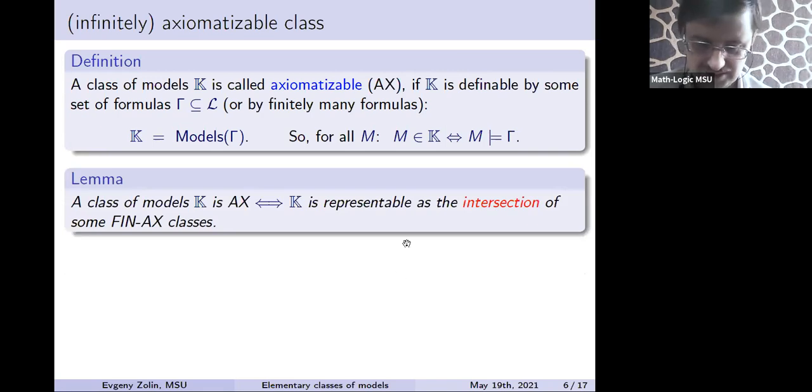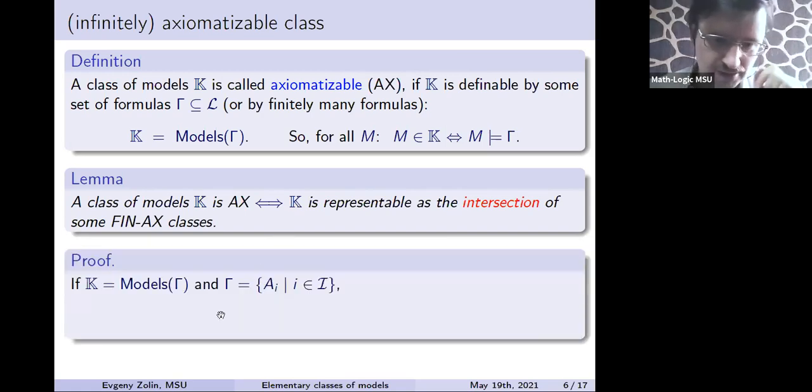And now we can establish a different characterization of axiomatizable classes. A class is axiomatizable if and only if it is representable as the intersection of a possibly infinite family of finitely axiomatizable classes. Indeed, from right to left, this is trivial. If K is the intersection of finitely axiomatizable classes, then it is the intersection of axiomatizable classes, so it is axiomatizable by the previous lemma. So only from left to right is interesting here.